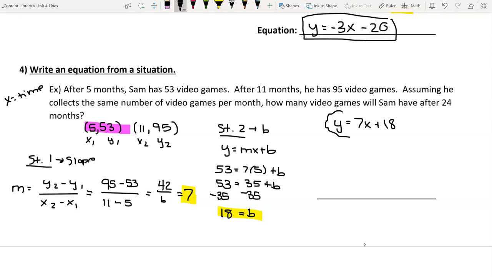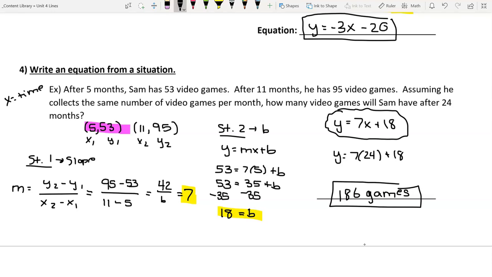Boom, there's my equation. But this one's just a little weird. It takes you one more step, because there's my equation, but how many video games will Sam have after 24 months? You just need to plug 24 in to actually answer this problem. So plugging 24 in for x, and I'll tell you it right now, you'd go 7(24) + 18. So in your calculator, you would do this. And you should get 186 games. So this is asking you to use the equation that you had to create.